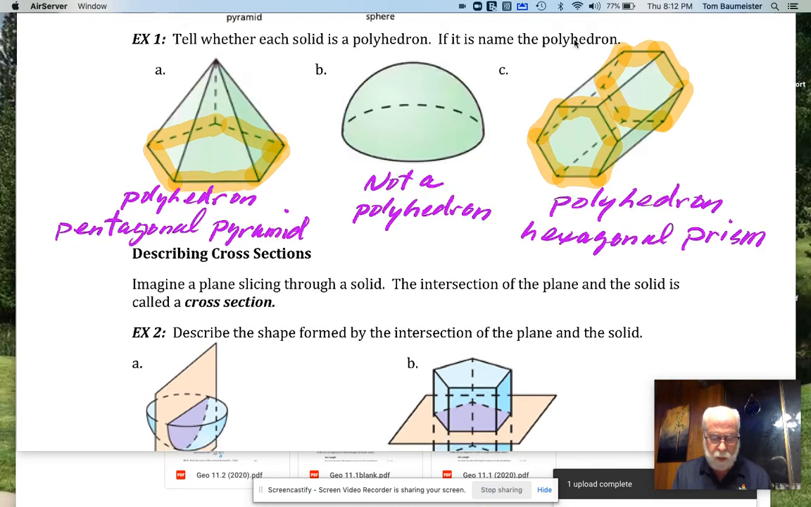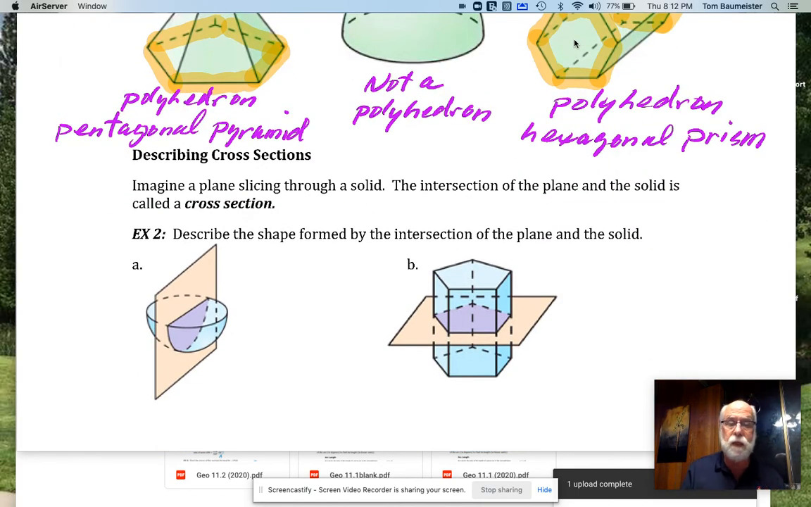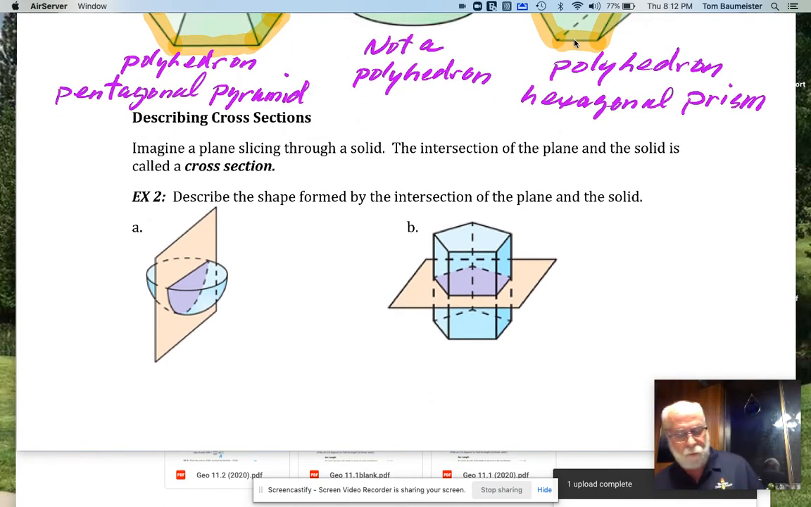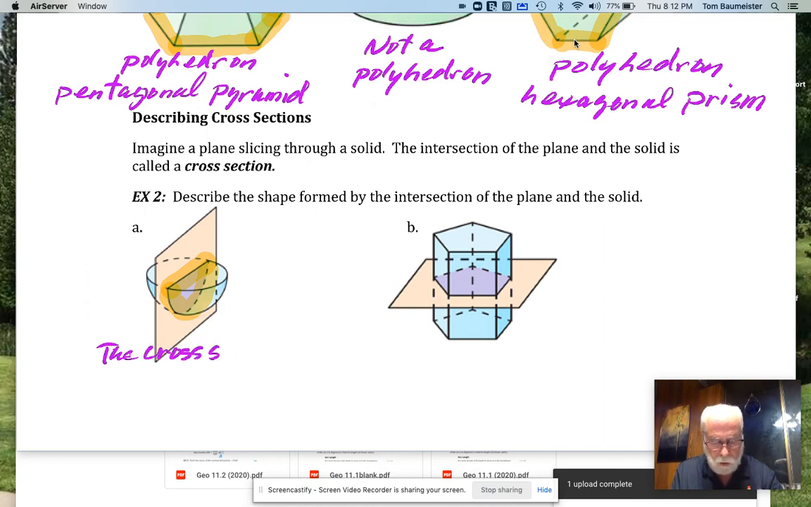On this one here, and again, it doesn't have to just be a polyhedra to get an answer to it. All right. So if we look at this one here, it says, example 2, describe the shape formed by the intersection of the plane and the solid. Well, if we look here, you can see that here's the intersection of the plane and the solid there. And that looks like half a circle. And what do we call half a circle? Well, we call it a semicircle. So in this one here, you can say the cross section. I'm sure on your homework, I'll have a drop-down menu for you to tell what it is. So in this one here, the cross section is a semicircle.